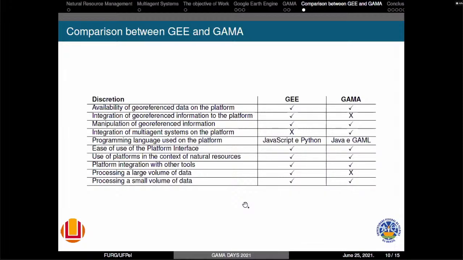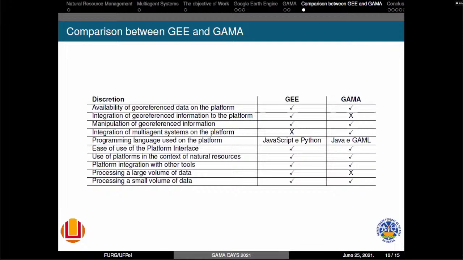The comparison of the two platforms evaluated several important aspects. Availability of georeferenced data: both platforms are okay. Integration of georeferenced information on the platform: Google Earth is okay, Gama is not. Manipulation of georeferenced information: both platforms are okay. Integration of multi-agent systems is very good in Gama, but a feature Google Earth Engine does not have. Programming languages: Google Earth uses JavaScript and Python; Gama uses Java and GAML.